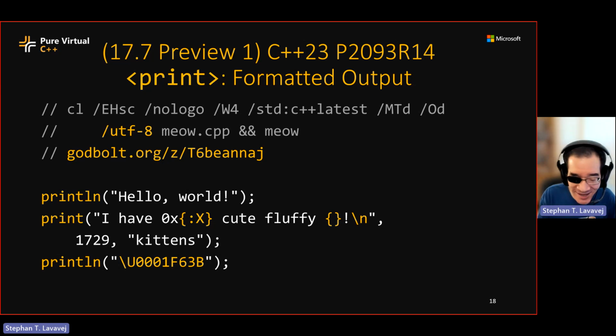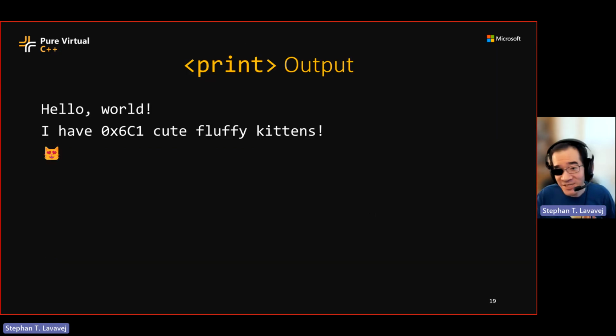Well, we're going to see on the next slide. Surprise. If we actually compile and run this thing, the first line prints hello world followed by a new line. The second line substitutes in formats that number 1729 as hexadecimal and substitutes in the string kittens. And then finally, that Unicode escape is printed to the console as an emoji, and it gets all the way through the Windows console and does not get mangled. This seems simple, but it is actually incredibly impressive.